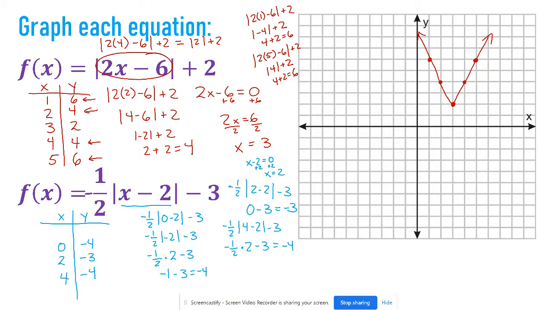So let's go ahead and get 2 more. Let's plug in negative 2. So if I plug in negative 2 for x, again, I'm going to have negative 1/2. Then I'll have negative 2 minus 2. And then minus the 3. Well, negative 2 minus 2 is negative 4. Still in the absolute value. When I take the absolute value, that becomes positive 4. And negative 1/2 times 4 is going to be negative 2. And then minus 3 is going to be negative 5. So that's going to give me a negative 5.